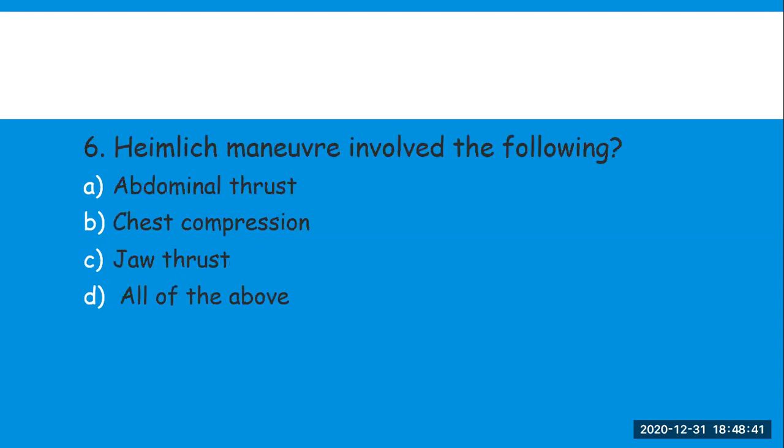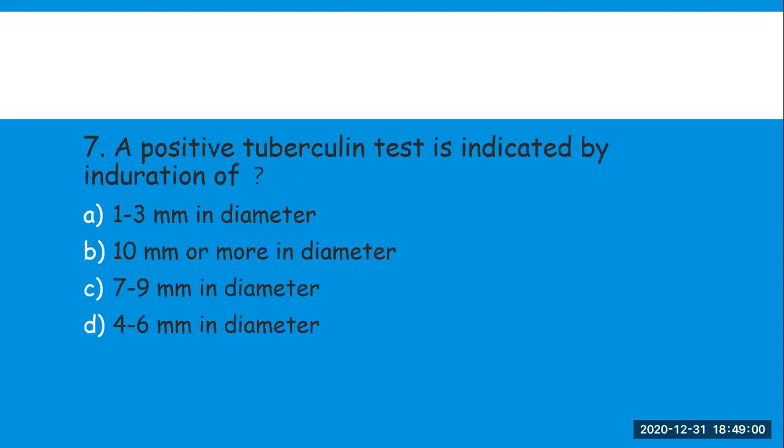Next question. Heimlich maneuver involves the following. A. Abdominal thrust, B. Chest compression, C. Jaw thrust, and D. All of the above. So this is also a very common question, and it comes from the first aid subject. So the right answer is abdominal thrust.